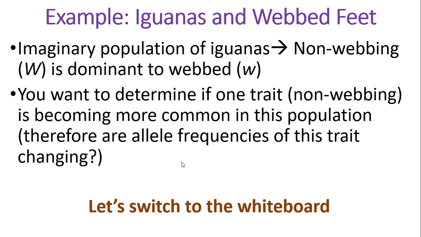Anyways, so in order to do this, we need to know two things. One, what is the starting population? What do those frequencies look like? And then we're going to imagine ourselves going back out a few generations later, taking the exact same information, looking at those frequencies. Have they changed? All right, see you on the whiteboard.